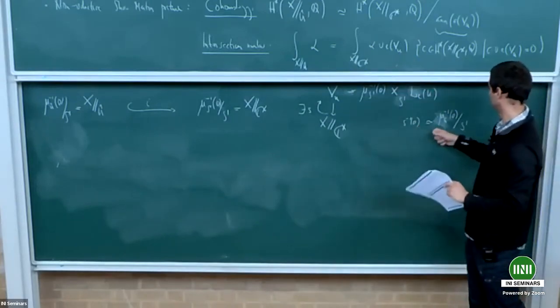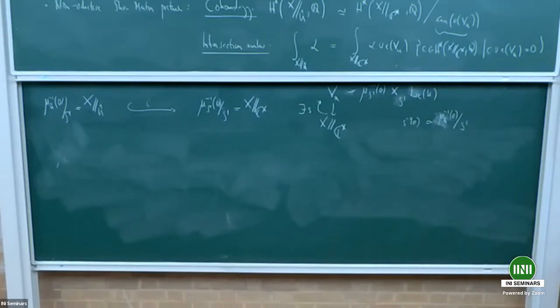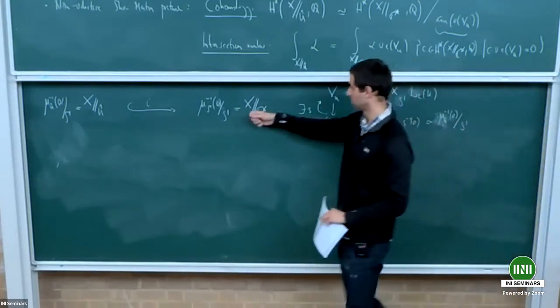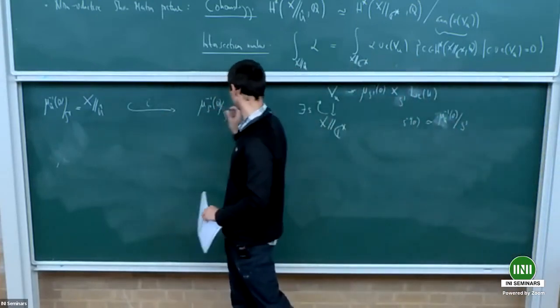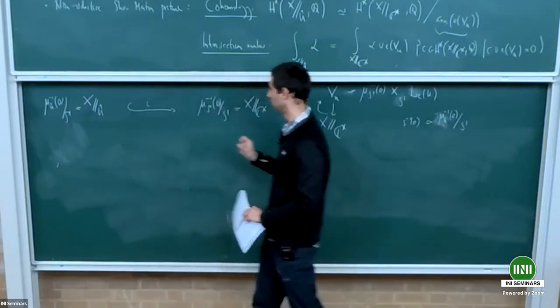And that implies this, right? So in order to take some intersection number here, we have the intersection number here times the Euler class.